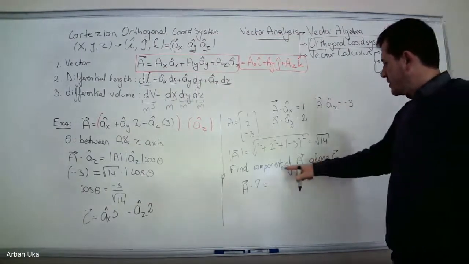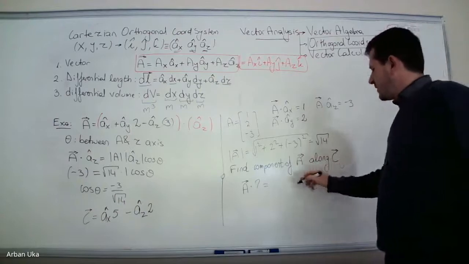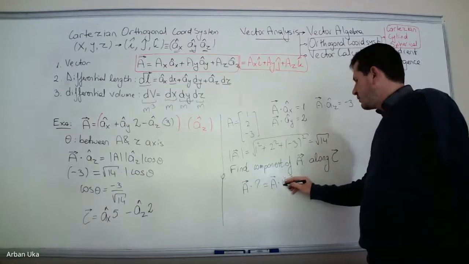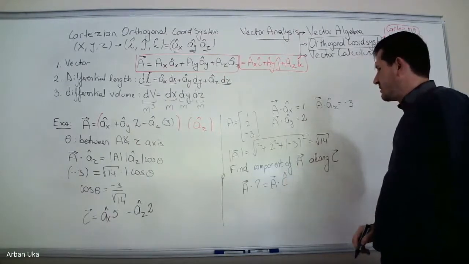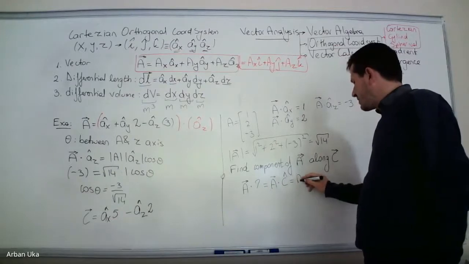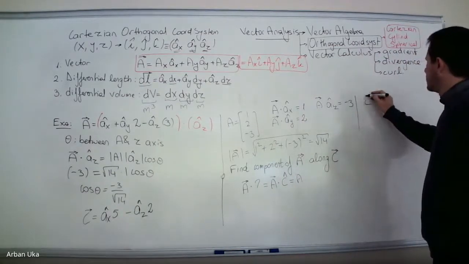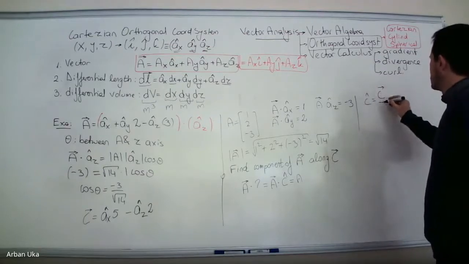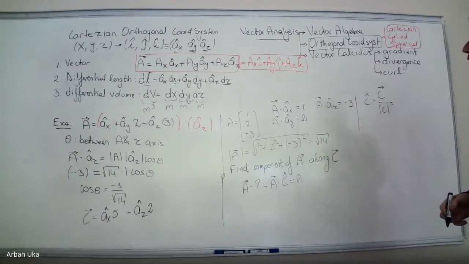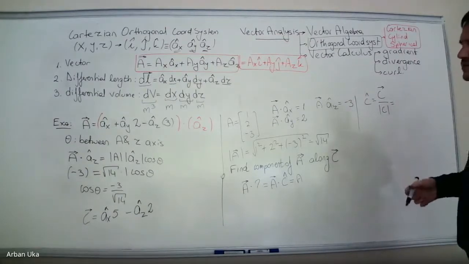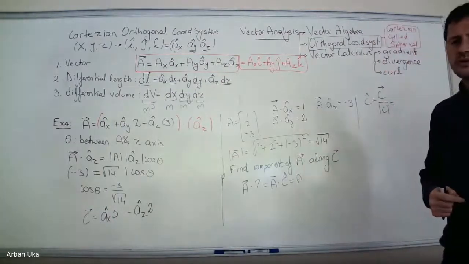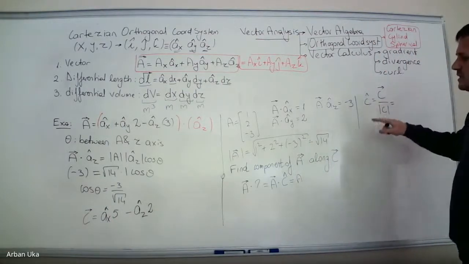Now, what is the component of A along C? This should be equal to vector A, where we take the inner product with a unit vector which is along C. So what is the unit vector along C? Let's write it here. The unit vector along C is always equal to vector C divided by the magnitude of C. We did this before, where we wrote the unit vector along R1 as R1 divided by the magnitude of R1.